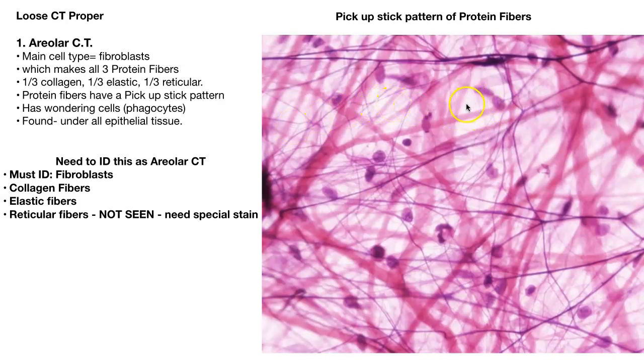Also here, this white part here, this is your ground substance. See where the white space is? So that's your ground substance. This is your syrupy ground substance in here. So loosey-goosey protein fiber arrangement. This is areolar connective tissue.